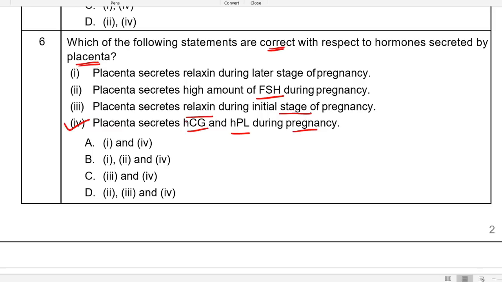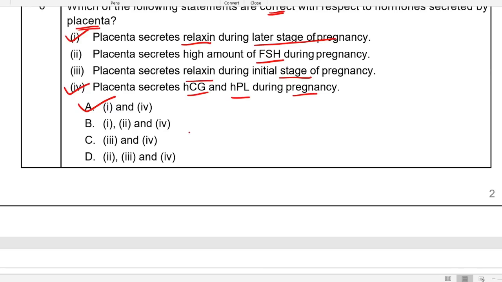Okay, so this would be the correct option: that placenta secretes HCG and HPL, and also it secretes relaxin, but where? At the later stage of pregnancy, because during parturition it is required so that the fetus easily gets out through the vagina, ठीक है। So हमारा option होगा 1 और 4 वाला. So if you look, option A is the correct answer, ठीक है.